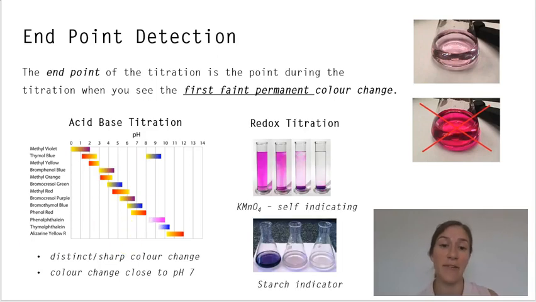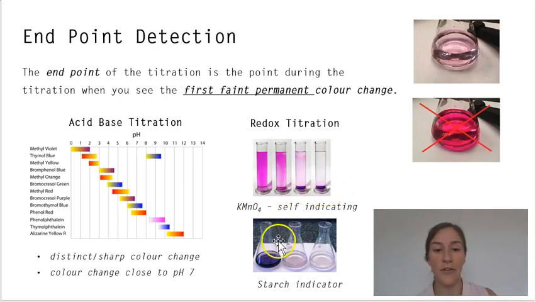If you're carrying out a redox titration, there are several options. Potassium permanganate is actually self-indicating, so this can be the reactant but also the coloured indicator. Potassium permanganate is bright pink or purple in colour. When it's reduced, it gets reduced to the manganese ion, which is colourless.